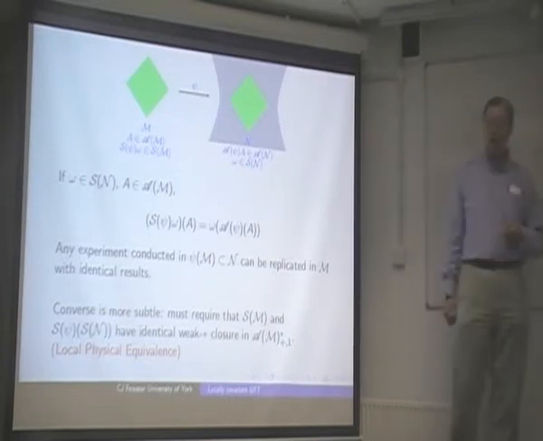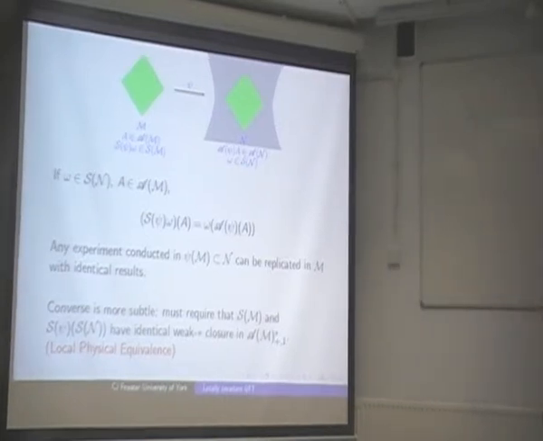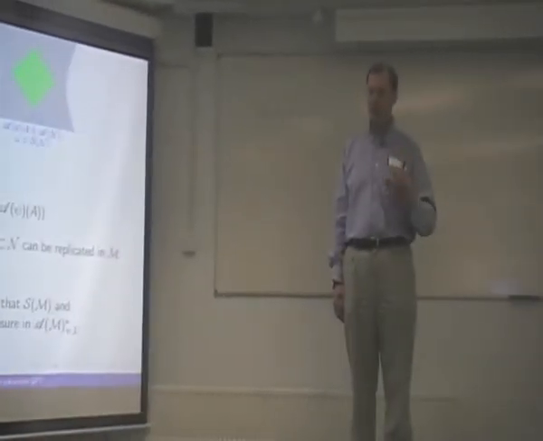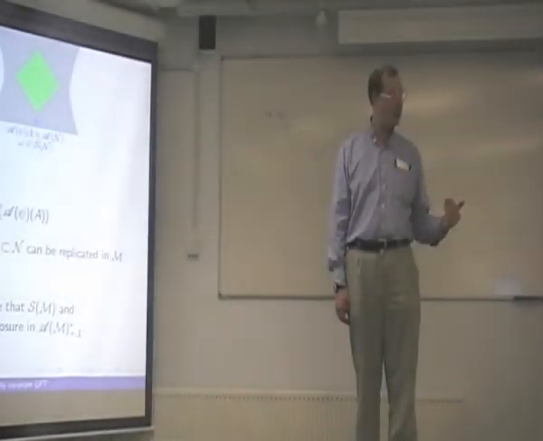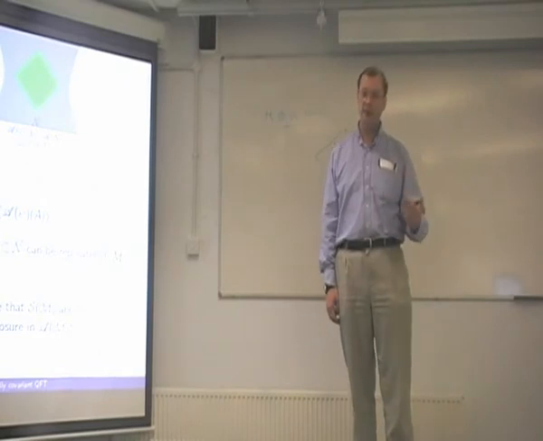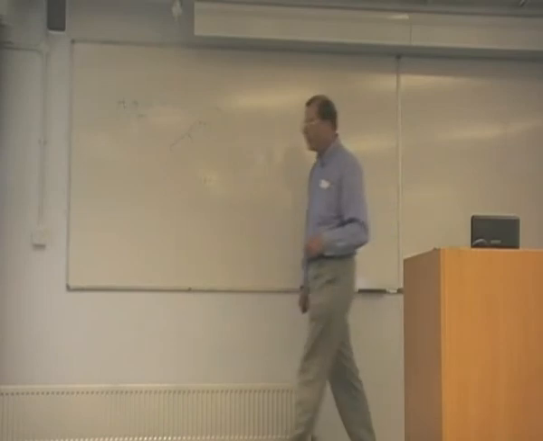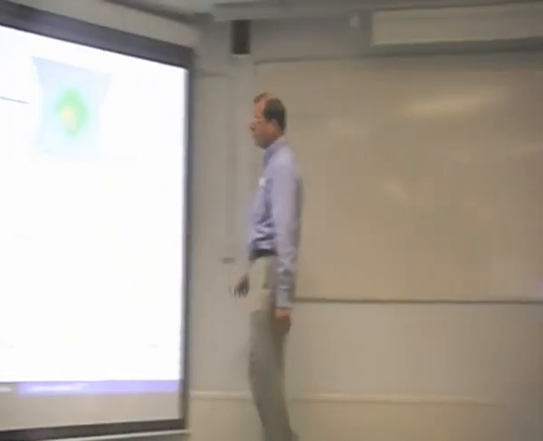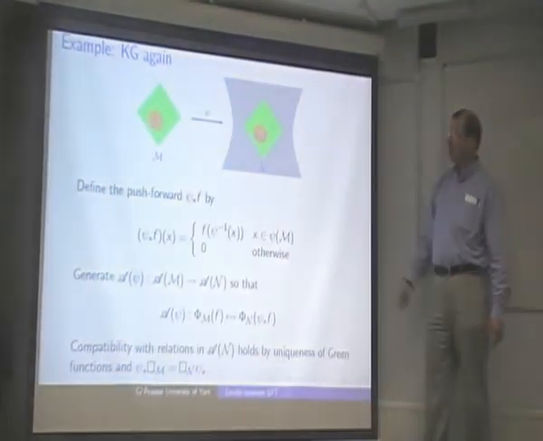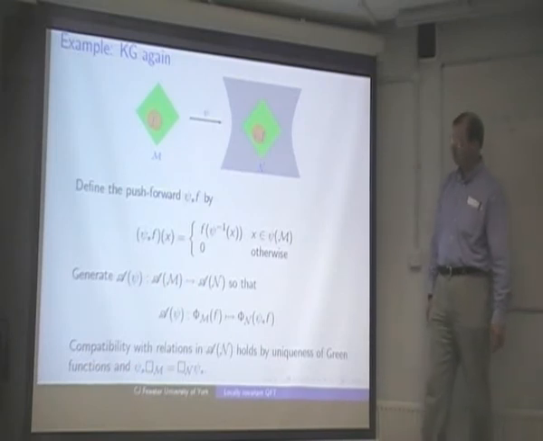If you're just using star algebras, however, there is something additional to prove. And that's been proved for the Klein-Gordon algebra, but not yet for Wick polynomials. It seems to be maybe quite difficult. Let's see how this whole functorial thing works for Klein-Gordon.